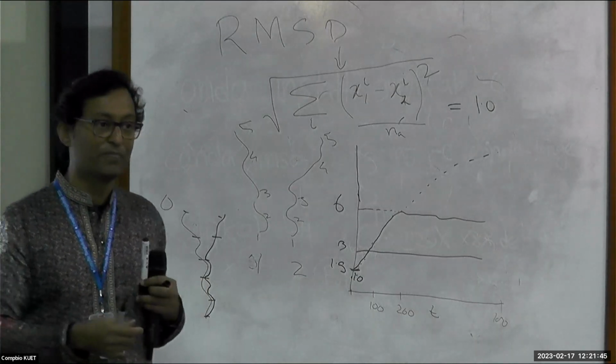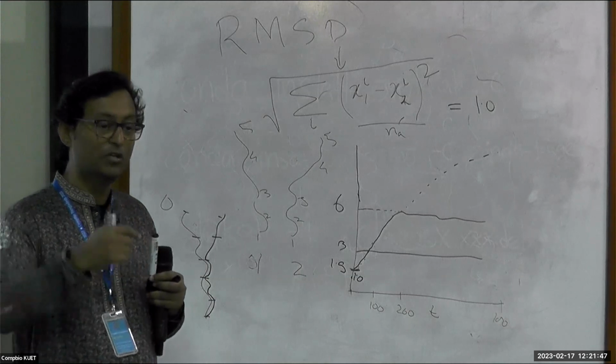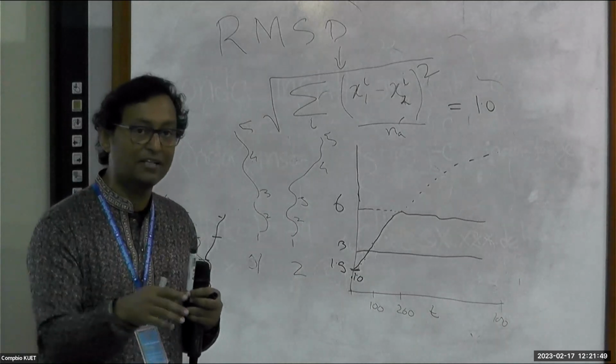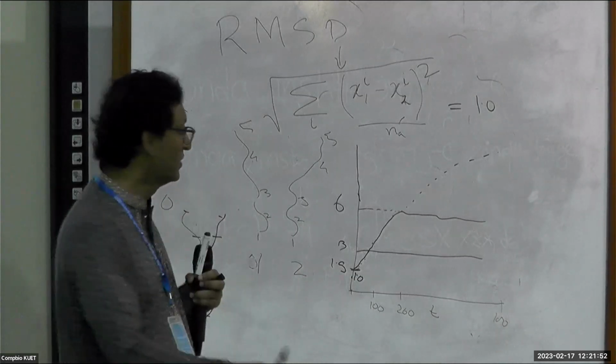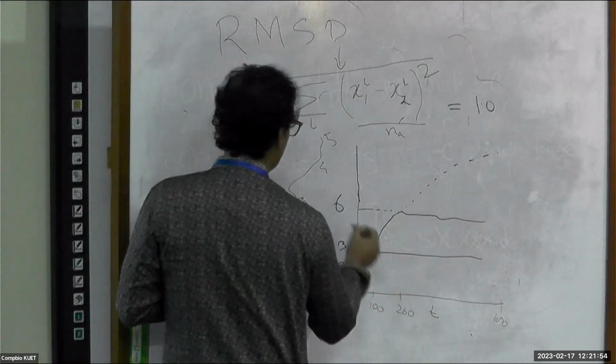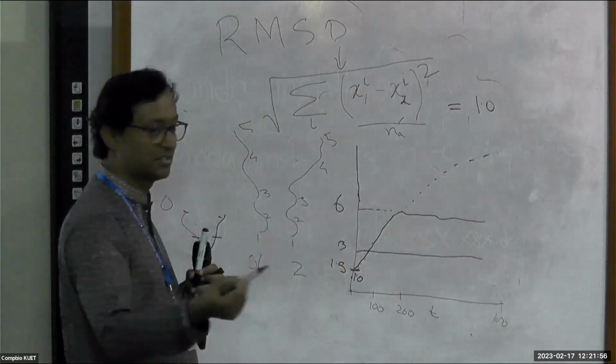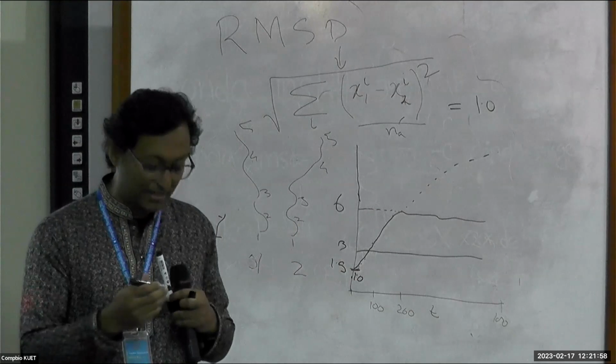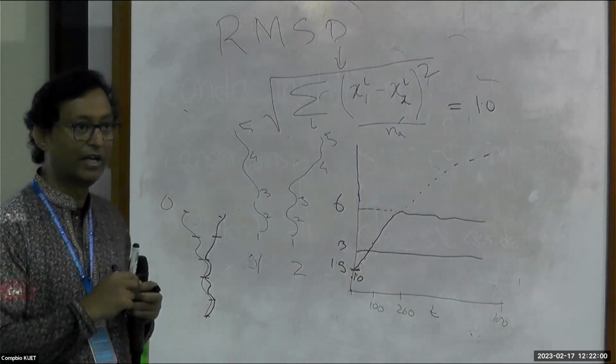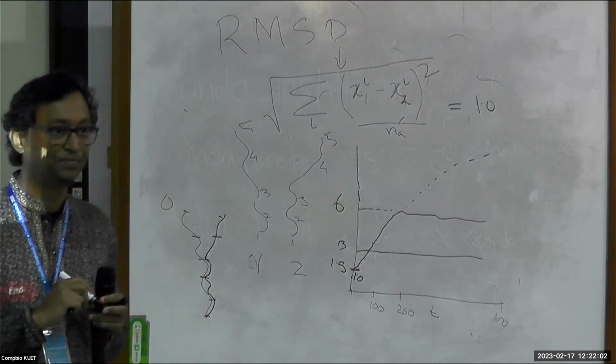Okay, RMSD. And remember, for RMSD, you average over all the atoms at each time step. So your x-axis is time, y-axis is RMSD, typically in angstrom. Okay, any question about RMSD?